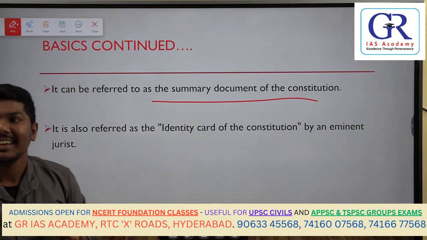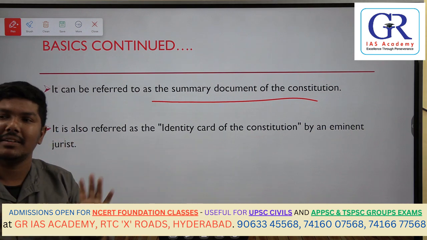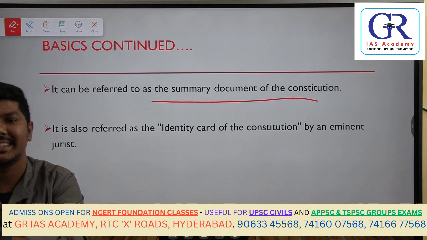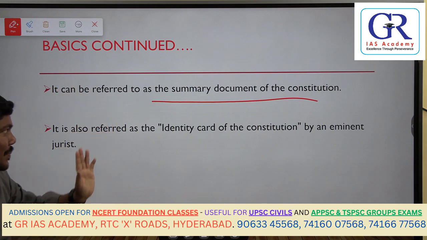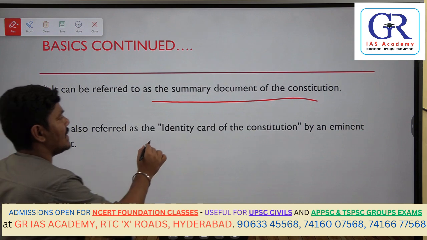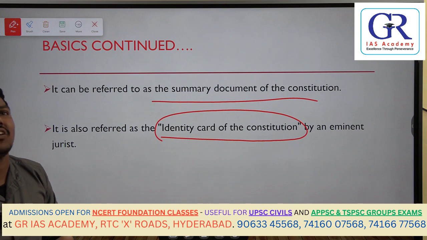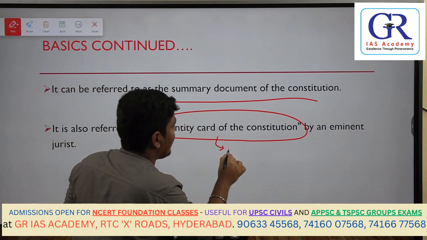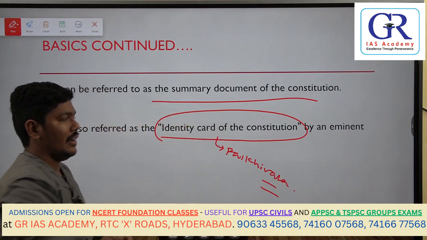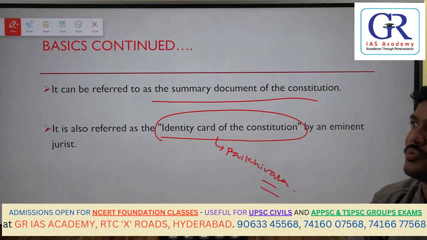When you read the preamble, we need not read all the 448 articles to understand why it was written. Just read the preamble, that is sufficient. What it wants to achieve, what objectives it wants to achieve, we can understand everything from this particular preamble. That was the reason it is regarded as a summary document. The preamble is also referred to as the identity card of the Constitution by a jurist called N.A. Palkhiwala. He gave this tagline to the preamble.